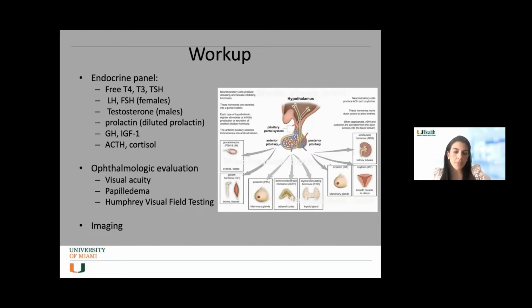Also, very important is the ophthalmologic evaluation. So you want the visual acuity. Sometimes they'll comment on papilledema, a little less important, but very importantly, you do want to get formal visual field testing.